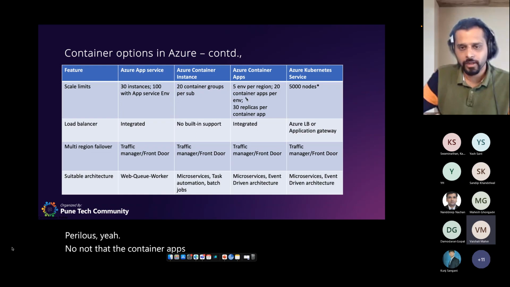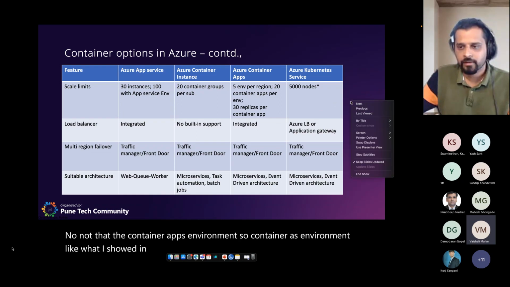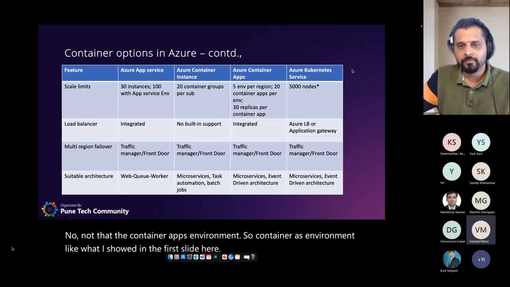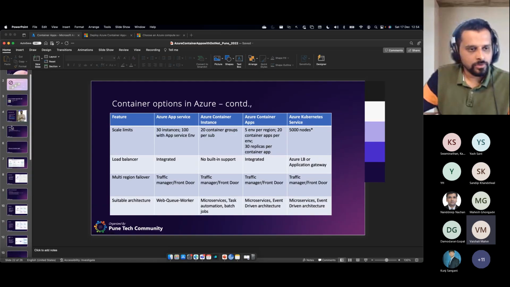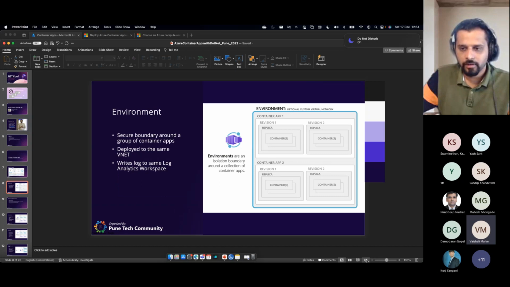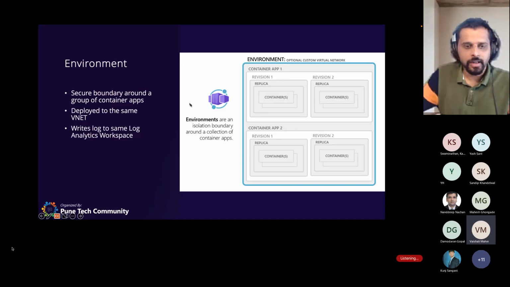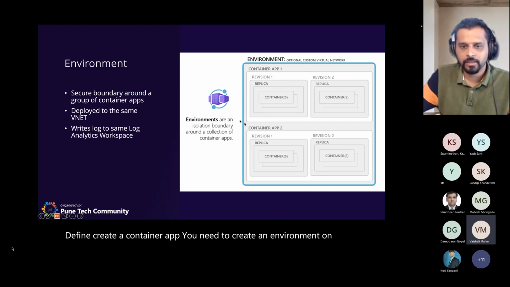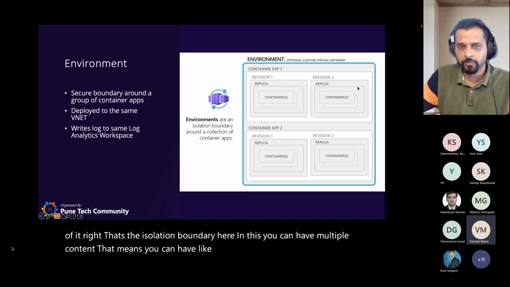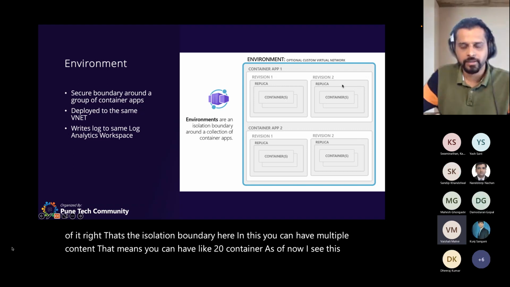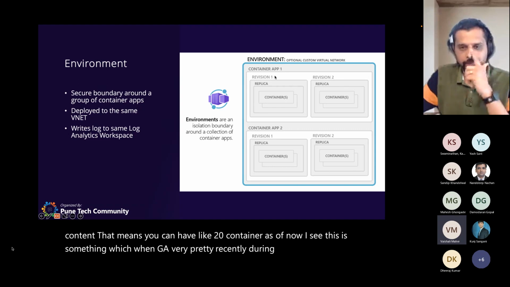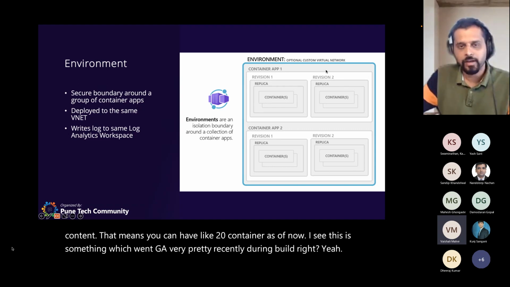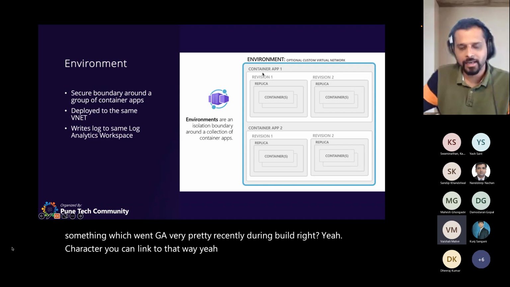Yeah, but I didn't get exactly the purpose of that environment. Is it a logical boundary or a physical boundary? It's a logical boundary. So if you go to the first slide, whenever you create a container app, you need to create an environment on top of it, right? That's the isolation boundary here. In this, you can have multiple container apps, which means you can have 20 container apps as of now. This is something which went GA pretty recently during Build. Is it something like a namespace in Kubernetes maybe? Okay, not exactly a namespace, but yes, it provides basically an isolation at a VNet level.